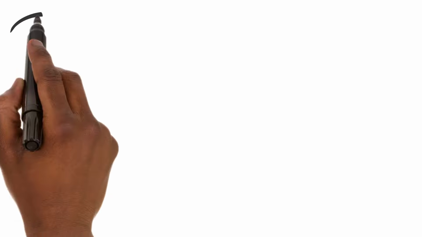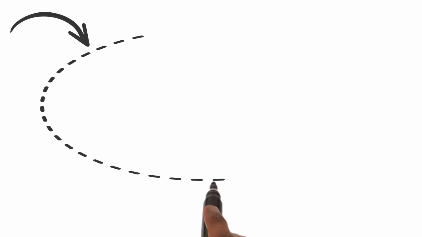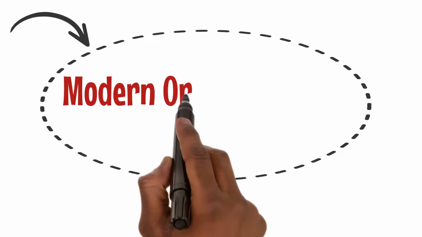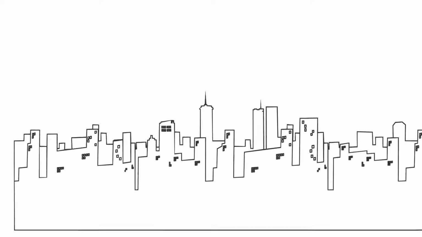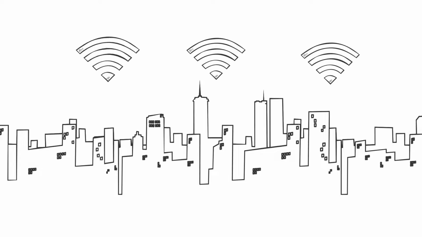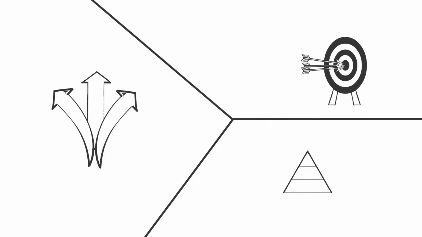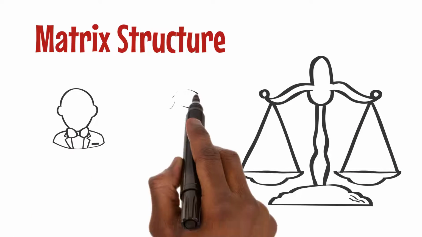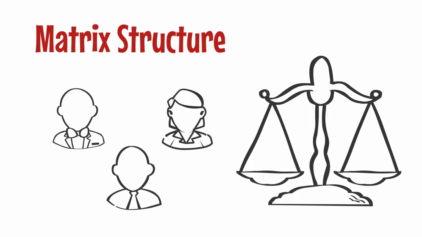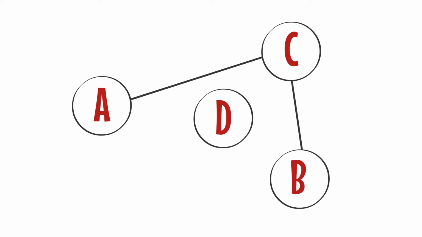But wait, the modern world brings new wonders. Modern organizational structures are boundaryless and flexible, like a futuristic city with endless possibilities. Team structures are flexible, goal-oriented, and less hierarchical. Matrix structure is a perfect balance of project specialists from different departments. Network structures are like interconnected organizations.